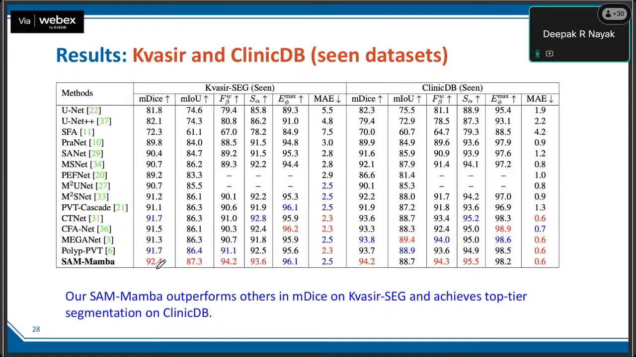You can see over here the dice value is this much, and in this case the IoU value is this much. And on the Clinic DB dataset, the dice value is 94.2, and the IoU value is 88.7. There are also a few approaches which achieve even better mIoU than the proposed approach.